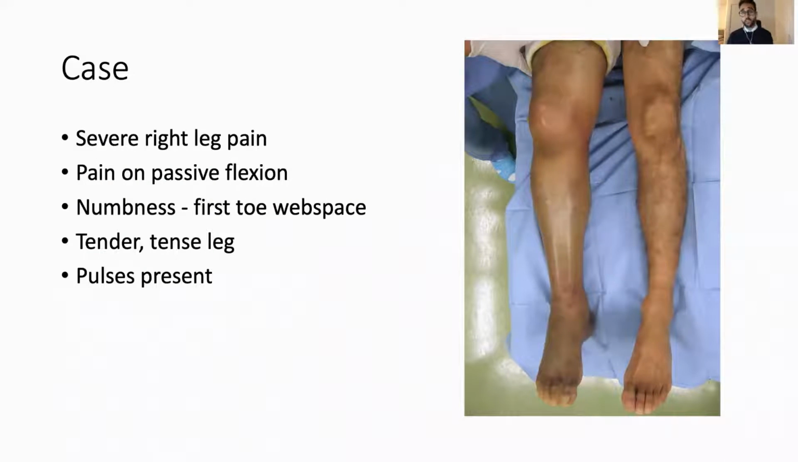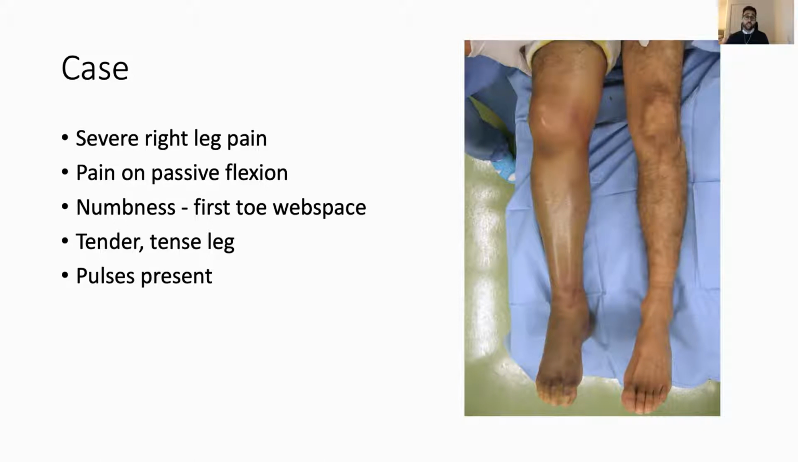Okay, so let's go on to the first case. So you're the FY1 on the ward, on the vascular surgery ward. You've got a patient who's just come in with an acute limb ischemia on the right side. They've had an embolectomy done in theatre with a very good result. The nurse has asked you to come along and see the patient because they've got significant right-sided leg pain.